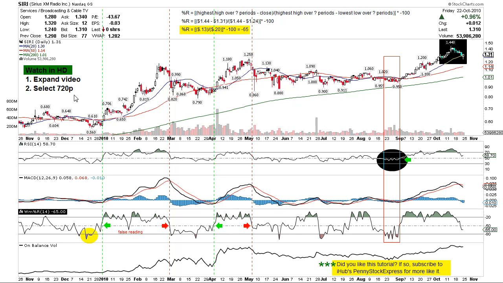I'm going to do a brief tutorial on Williams %R this evening. It's an indicator, a very popular one, predicting oversold and overbought readings. I'm using a 14-day setting. The current status on the Williams %R is -65.